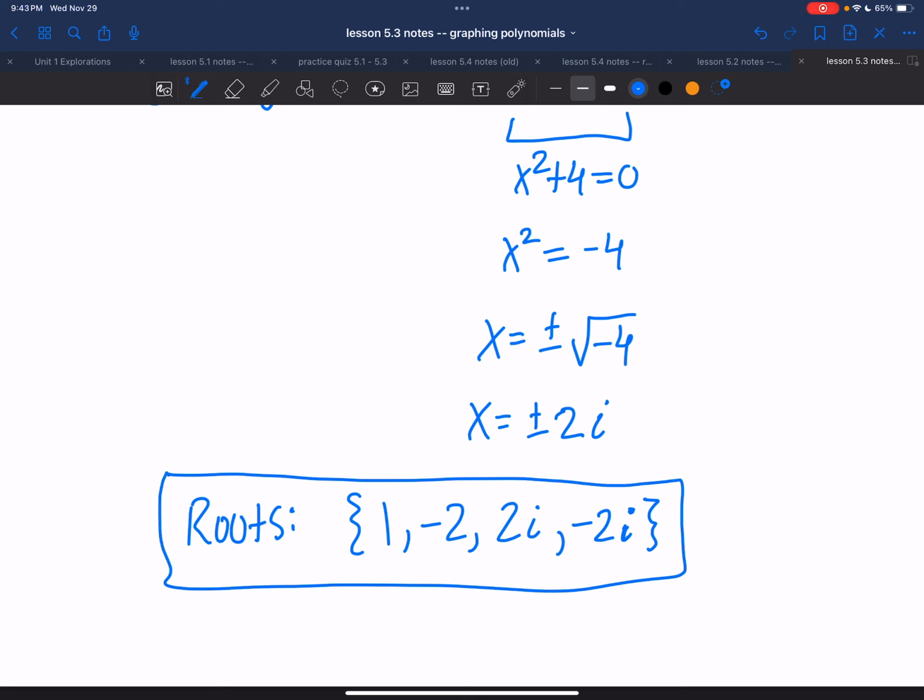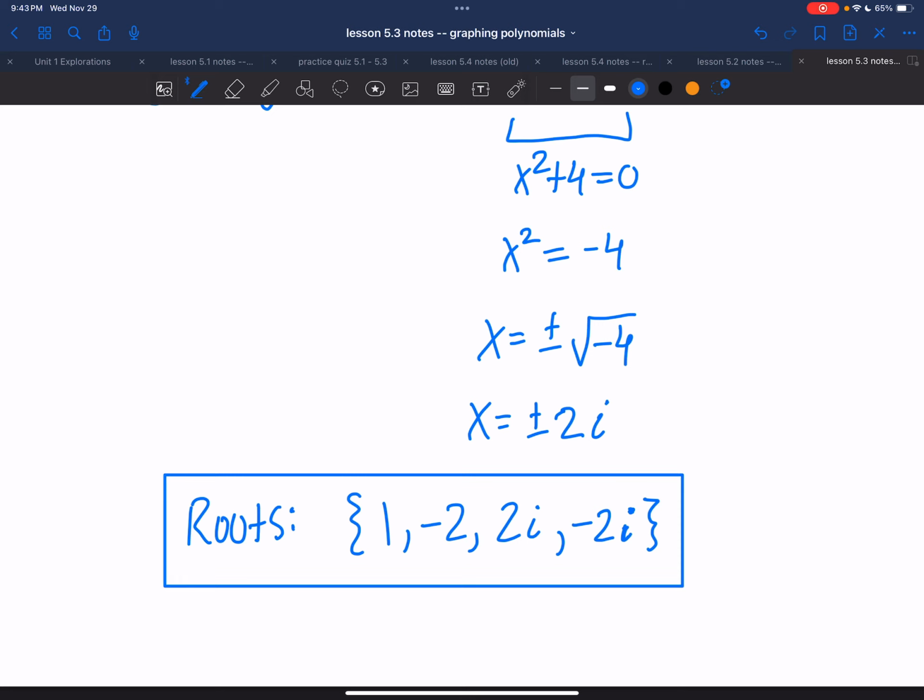Also, remember, this is a note. Remember, complex roots come in conjugate pairs.